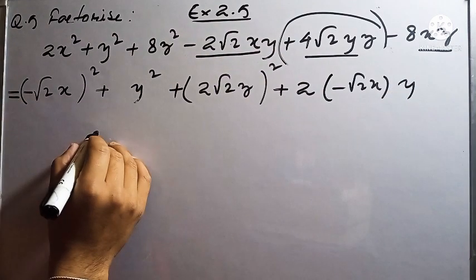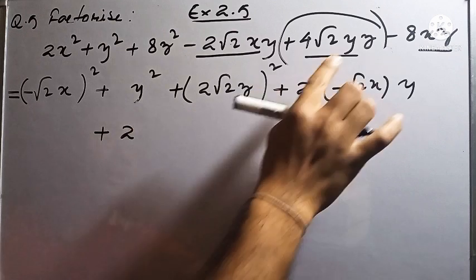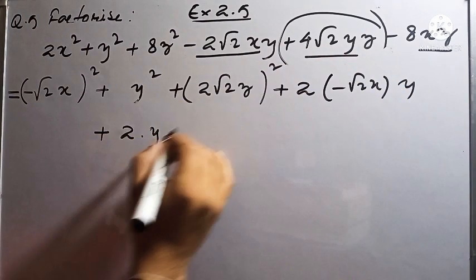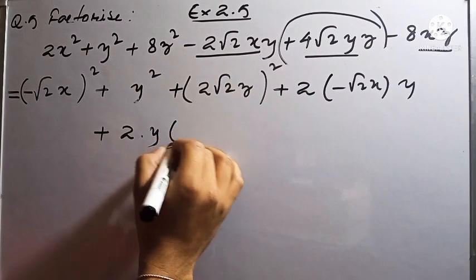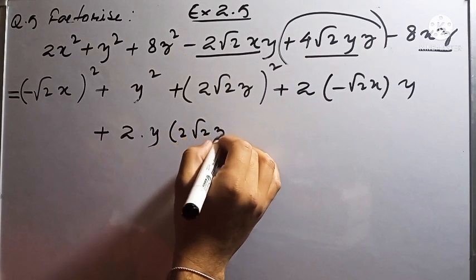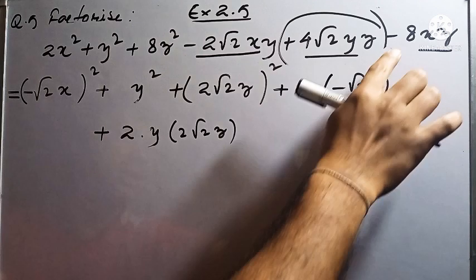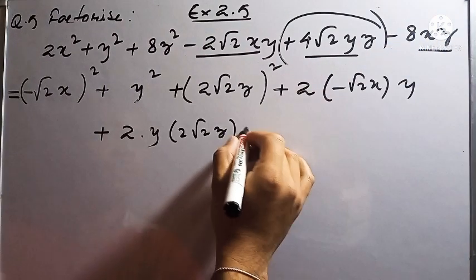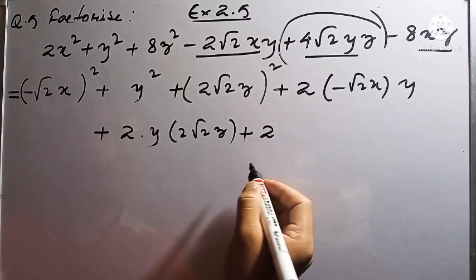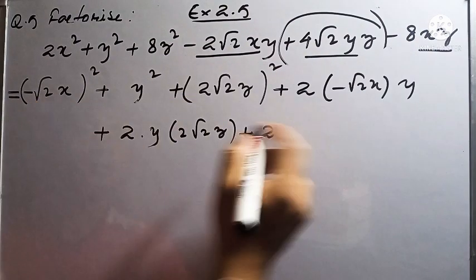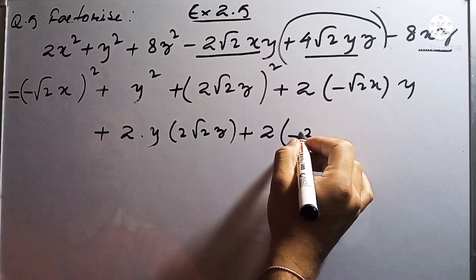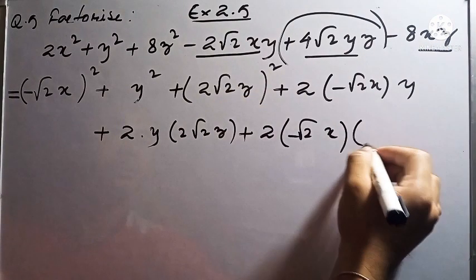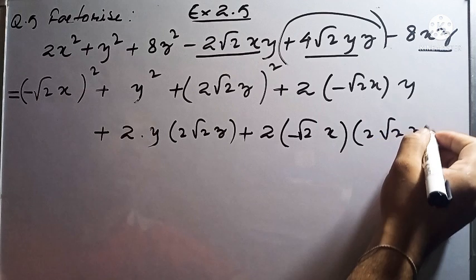Okay, plus here 2. I find here y and z. Y comes from here only, z comes from these 2 root over 2 z. At the last we have minus 8xz. Even though there is minus, put here plus 2. X comes from this minus root over 2 x, and z comes from this 2 root over 2 z.